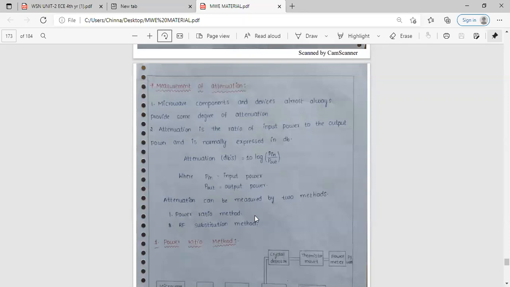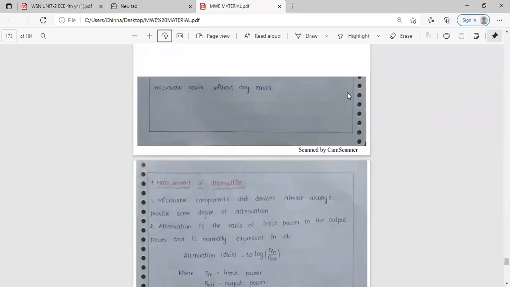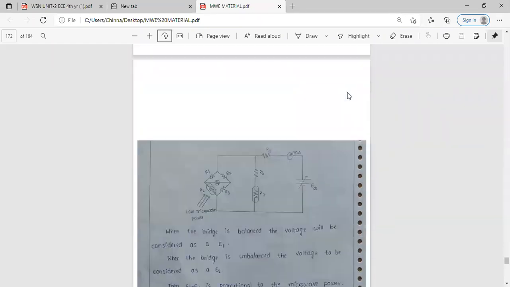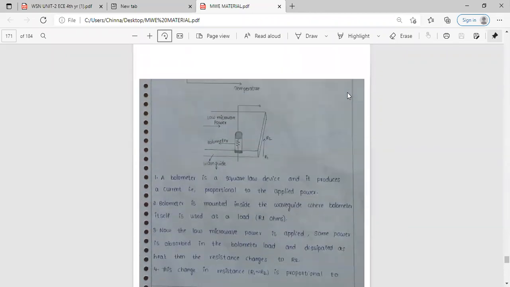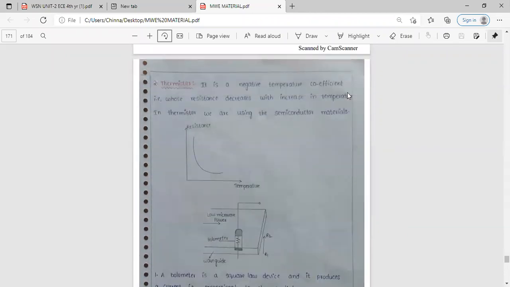This is about measurement of attenuation. So far we discussed the measurement of attenuation, and also the measurement of power, and also the measurement of power by using the bolometer. And also we discussed the main bench setup of the microwave. So any doubts? Tomorrow we will discuss the voltage standing wave ratio and some other parameters.